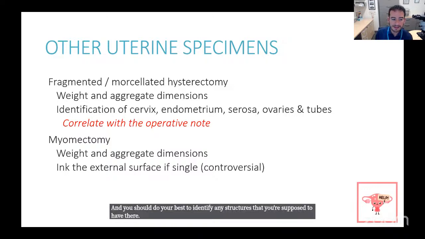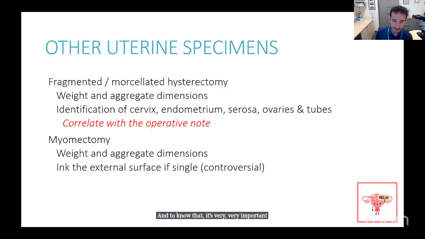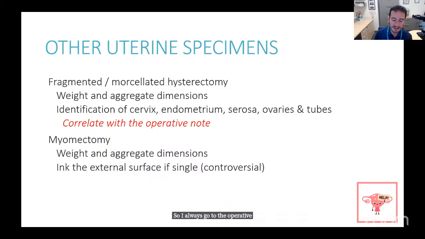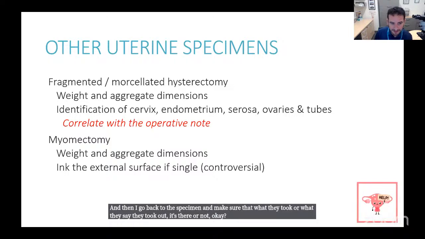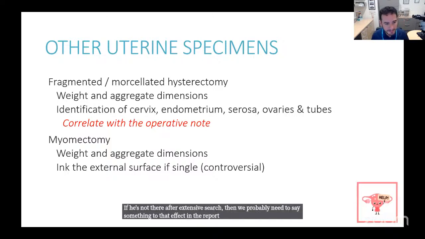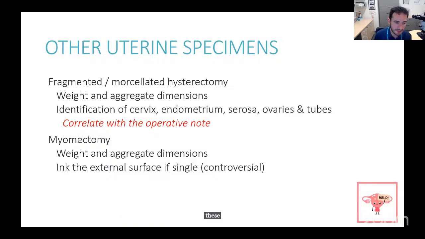And to know that, it's very, very important to correlate with the operative note, because sometimes the requisition doesn't tell you if you're supposed to have the cervix, or if you're supposed to have both ovaries or both fallopian tubes. So I always go to the operative note to make sure that I know what they took out. And then I go back to the specimen and make sure that what they took out, or what they say they took out, is there or not, okay? If it's not there after extensive search, then we probably need to say something to that effect in the report, right? So this type of correlation is very, very important.